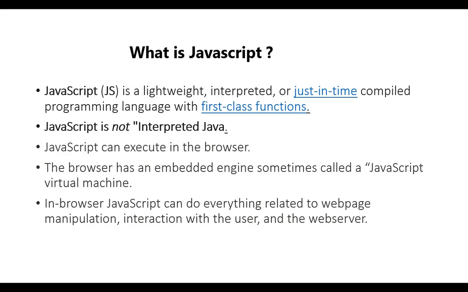The most important use of JavaScript is that it can execute in the browser, like the Edge browser, the Chrome browser, or Firefox as well. So the browser which we are using has an embedded engine. Sometimes we call it a JavaScript virtual machine, similar to a Java virtual machine, but it is different to Java virtual machine. And in the browser, JavaScript can do everything related to web page manipulation, interaction with the user and the web server.